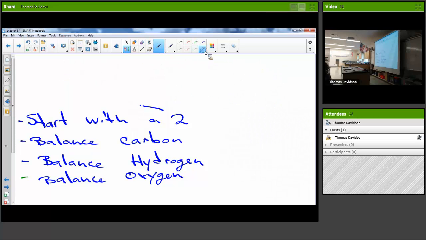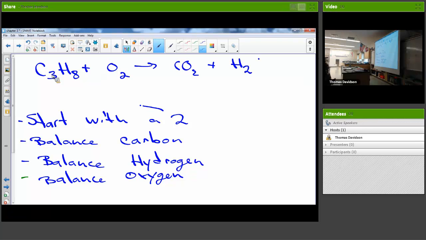So when we have propane, propane is something you burn to cook food. C3H8 plus O2 goes to CO2 plus H2O. See if you can balance that.